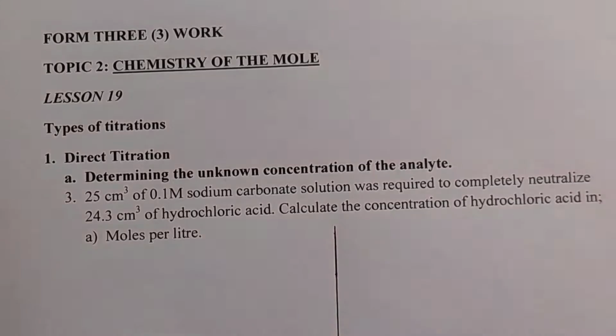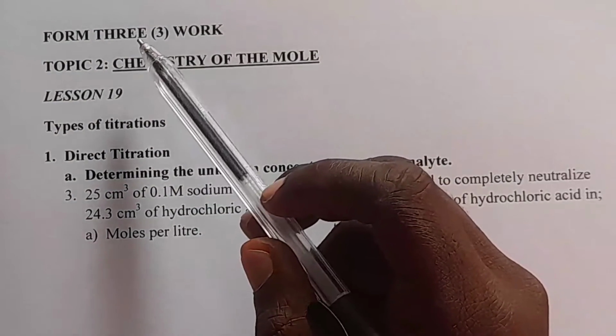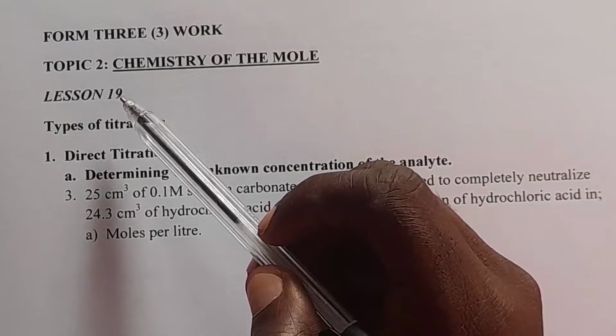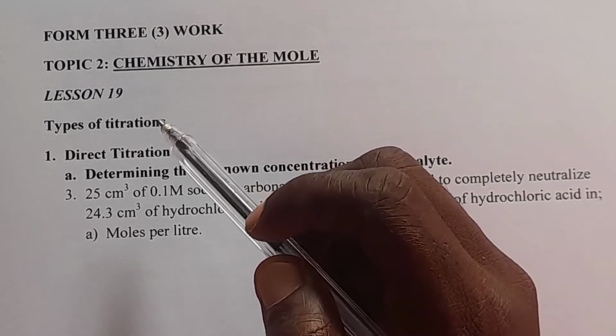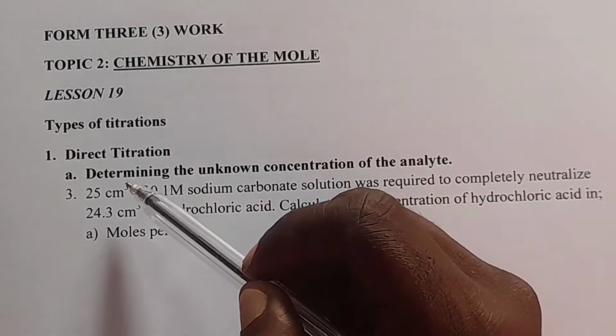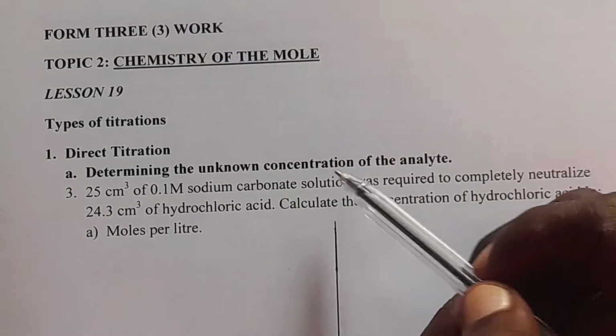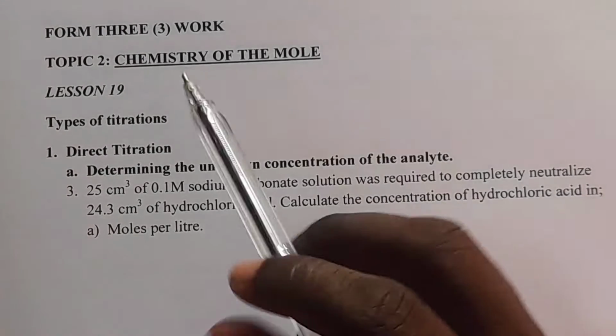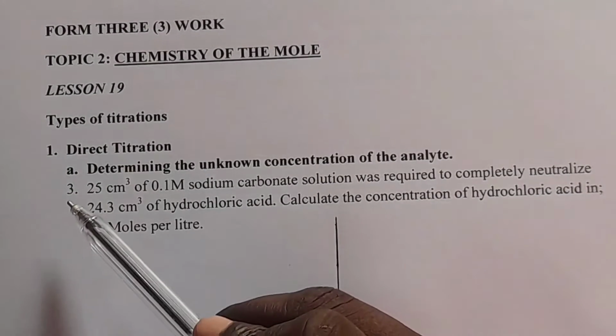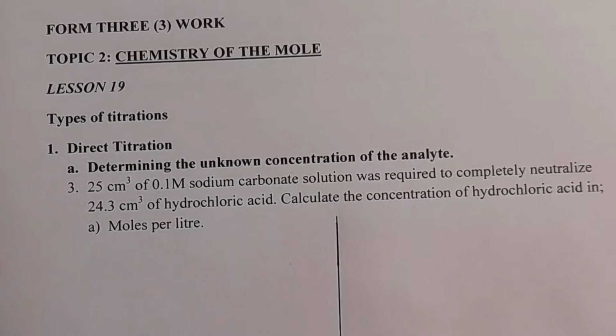Hello students, welcome. Previously, in Form 3, Topic 2, Lesson 18, we were dealing with direct titration, and we were dealing with the first aim of direct titration, which is determining the unknown concentration of the analyte. We have done example 1 and example 2. So today, Lesson 19, we are going to do example 3 and example 4.